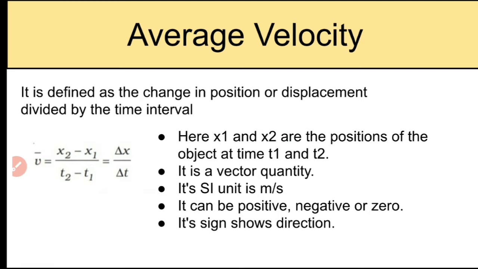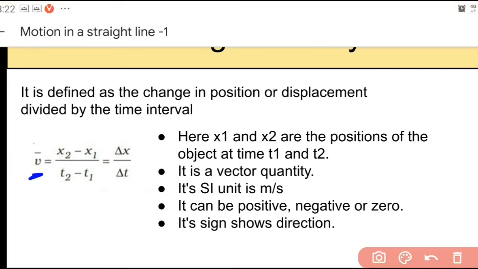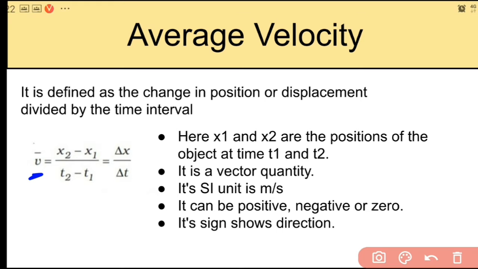If x1 and x2 are the positions of the object at instants of time t1 and t2, then average velocity is represented by v bar. So v bar is used to represent average velocity. Average velocity is (x2 minus x1) by (t2 minus t1), and that is equal to delta x by delta t. It is a vector quantity, and its SI unit is meter per second.